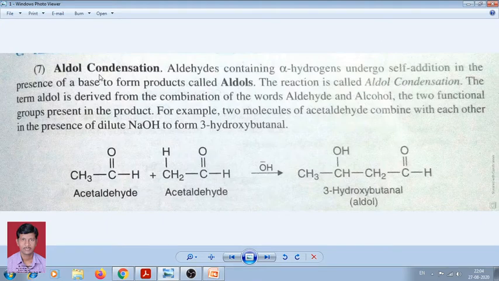Have you got this point? What is the definition of aldol condensation? It is the self addition or condensation of aldehydes containing alpha hydrogen atoms in the presence of a base to form a product called aldols, and this reaction is called the aldol condensation reaction. The essential condition is that the aldehyde should have an alpha hydrogen atom.